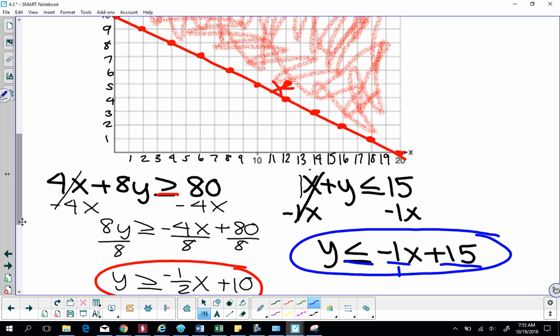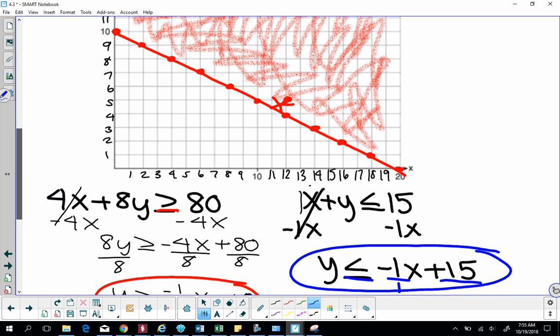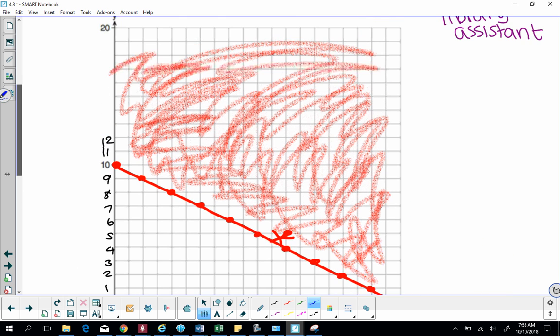And since y is not being eaten, Christopher, where do I shade? Below. Yeah, down or below. So go ahead and graph that second one. So I'm going to start at 15, plot at 15, and I know I'm going down 1 over 1. So you're going to go all the way down till you can't anymore.